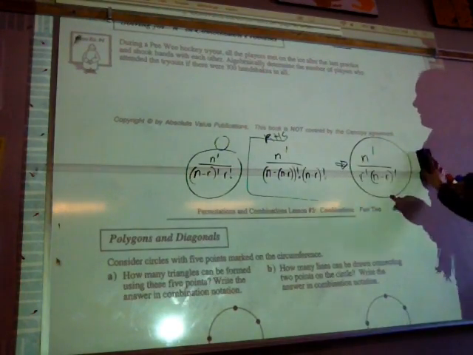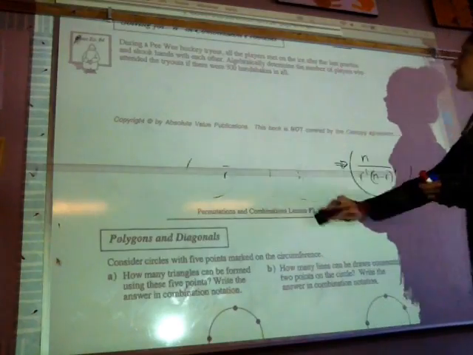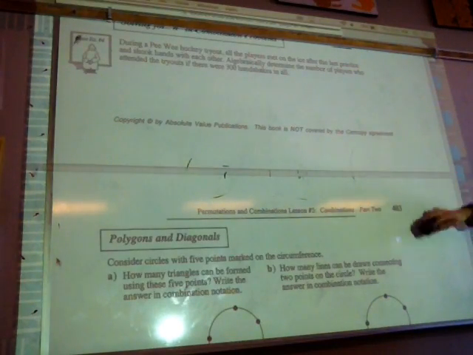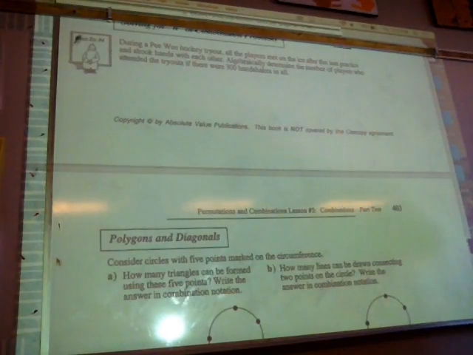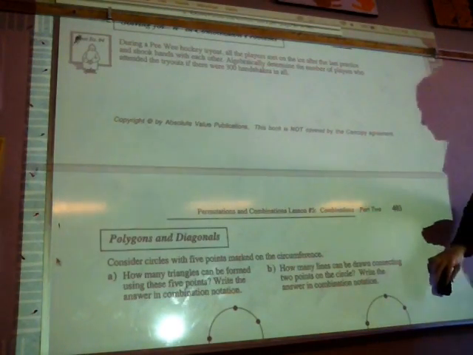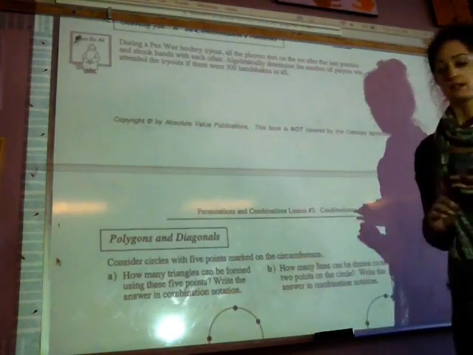Alright, next one. During a Pee Wee hockey tryout, all of the players met on the ice after the last practice and shook hands with each other. How nice. Algebraically, let's determine the number of players who attended tryouts if there were 300 handshakes.